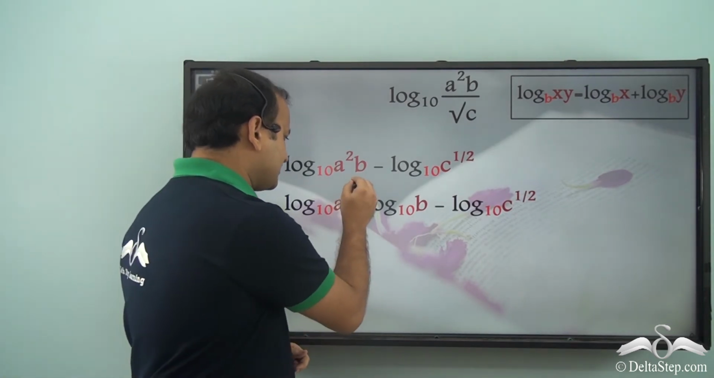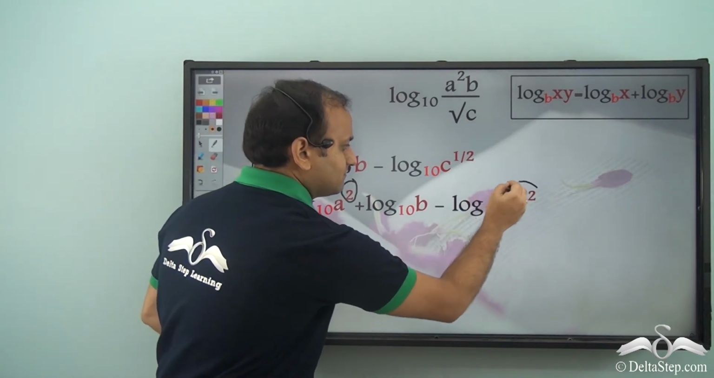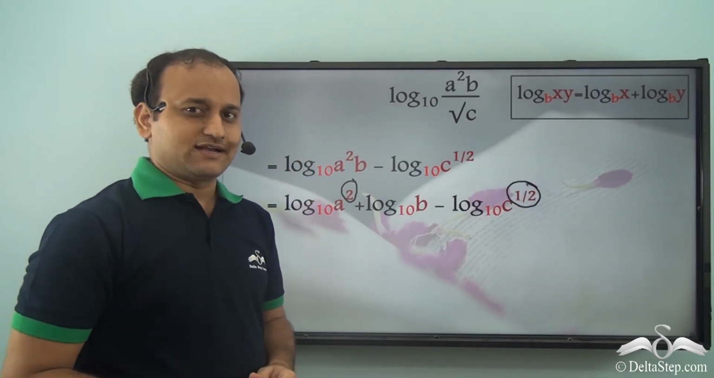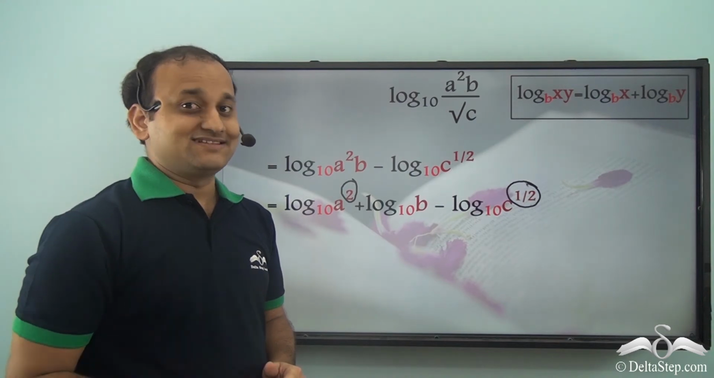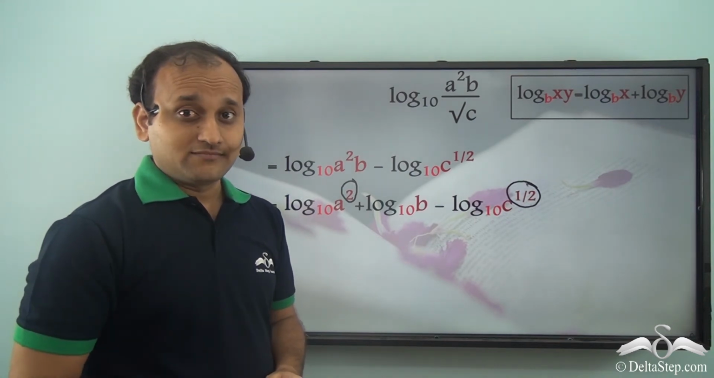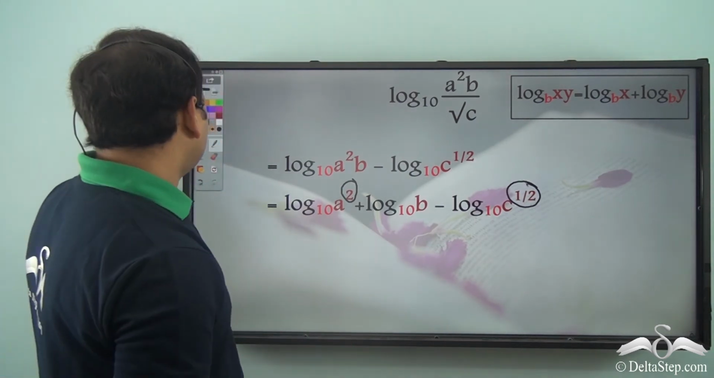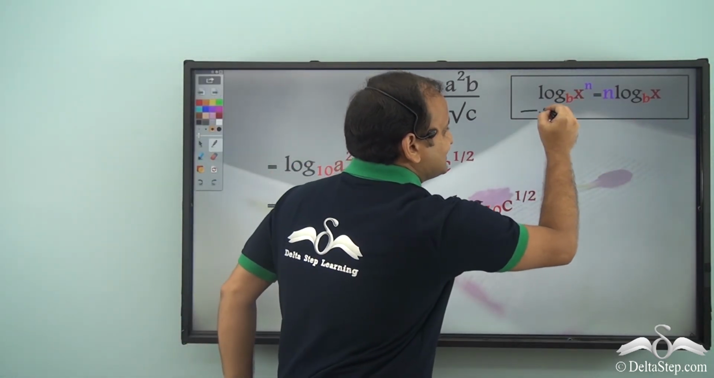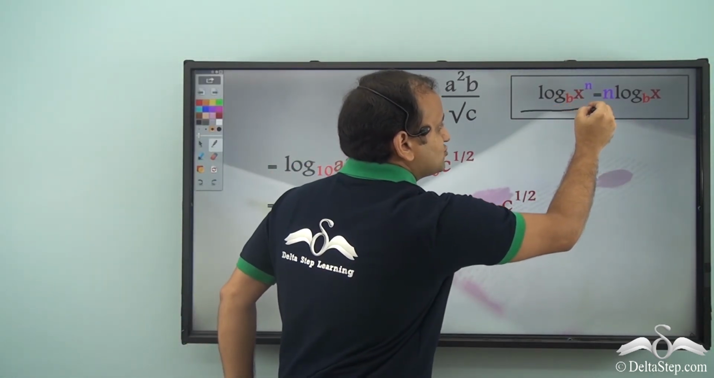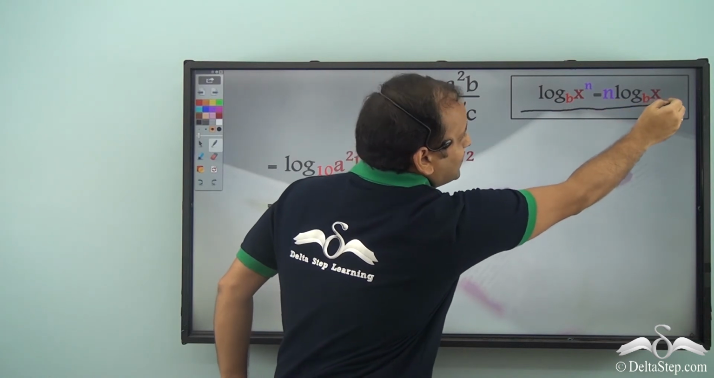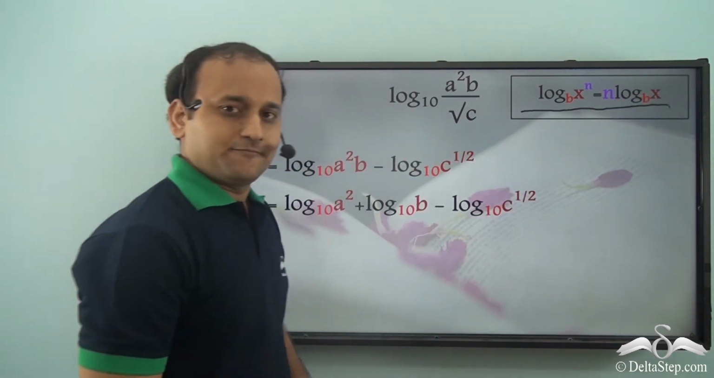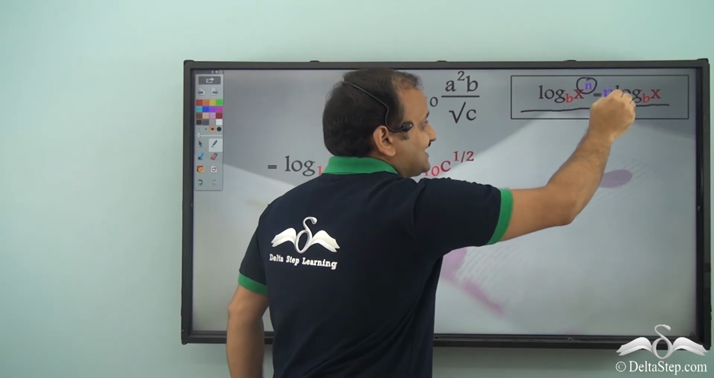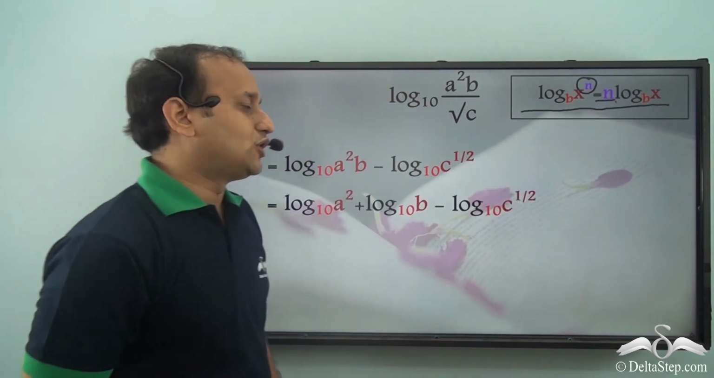Do you see a lot of powers here? Can we simplify these powers? Is there a law for that? Isn't there a law? The power law of logarithm? Let's see what it is. So we know that the power law of logarithm says that log of x to the power n to the base b is nothing but n log x to the base b. So if you have a power on the argument, it can come down here before the log.